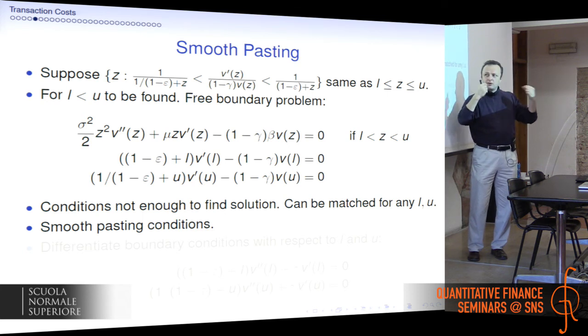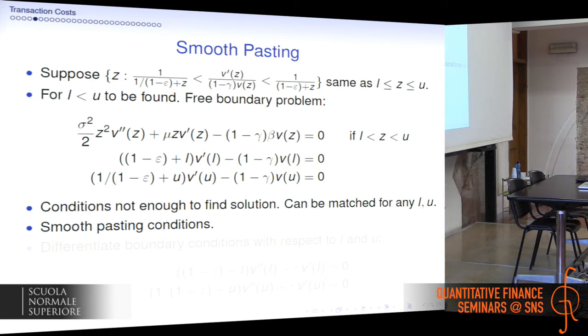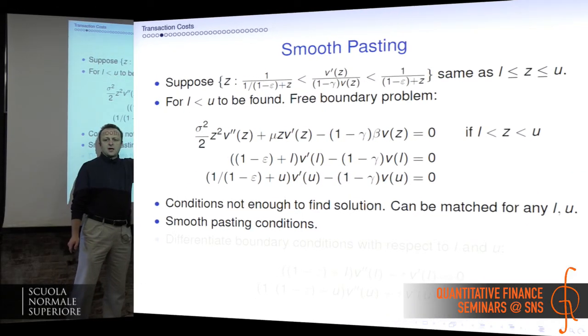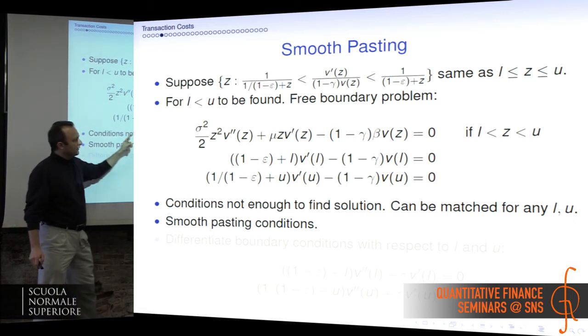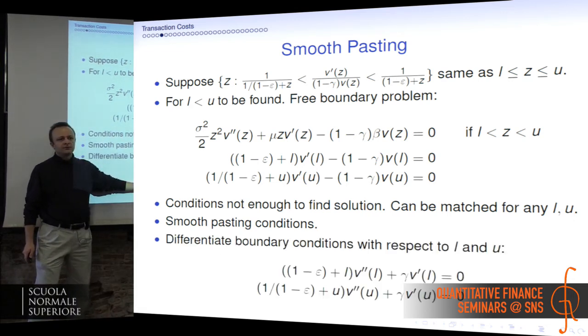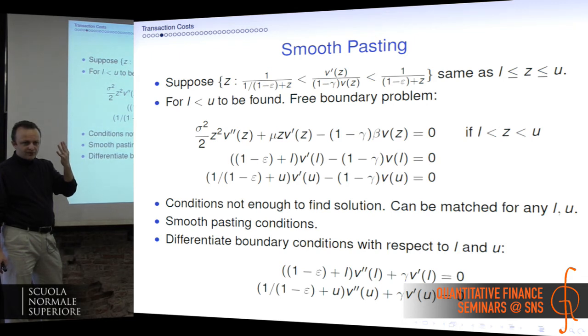Okay? So practically, the way that you derive these smooth pasting conditions is that you look at your boundary conditions and you take the derivative with respect to the boundary itself. Okay? So you take the derivative here with respect to L, here with respect to U. And you ask these to be two extra conditions to hold for your solution. So now we are in better shape because we have 5 unknowns and 4 equations. But we still have one left.